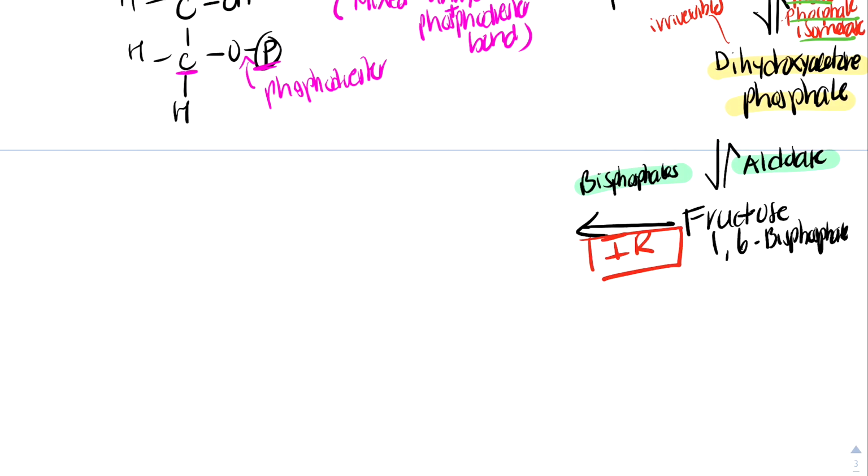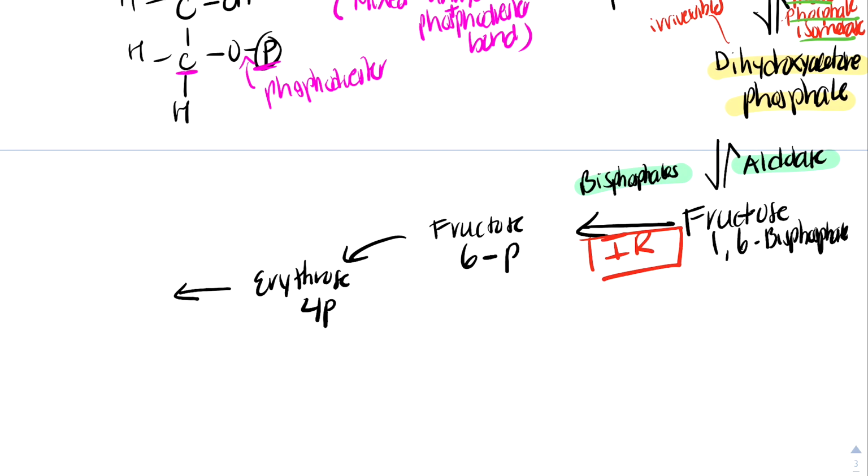So we have bisphosphatase, which makes fructose 6P, and that can switch into erythrose 4P, and then using an aldolase, we make sedoheptulose 1,7-bisphosphate.